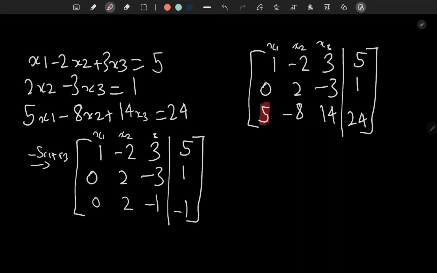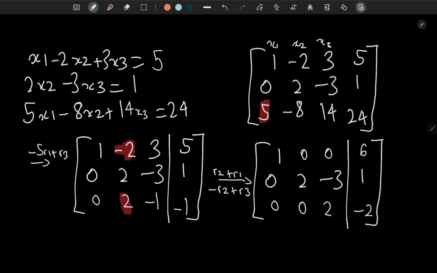Now we notice that the second pivot is 2, and there is a 2 below it also. One thing we can do here is use this pivot to get rid of this 2 here, and this -2 also, since we cannot have any number above the pivots either. So we will do the following operations: R1 plus R2, and minus R2 plus R3, and this will give us the result after the operations.